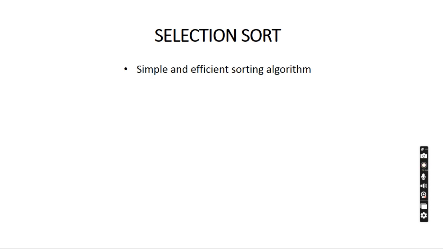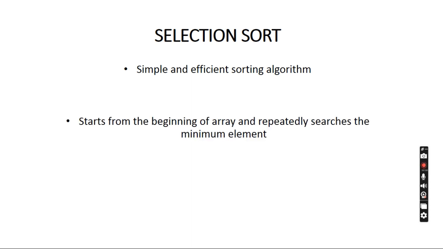Today we'll talk about the selection sort algorithm, which is a simple and efficient sorting algorithm. It starts from the beginning of the array and repeatedly searches for the minimum element. Starting from the beginning of the array means it starts from the index 0 location, and then it will search for the minimum element, that is, the element with the least value in the array.